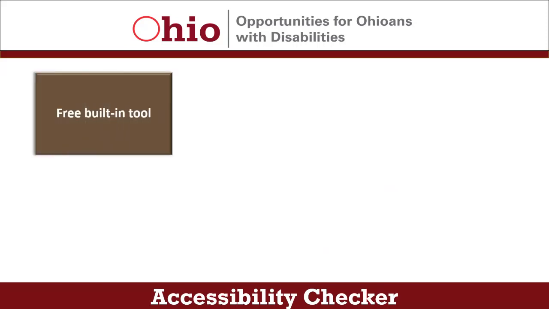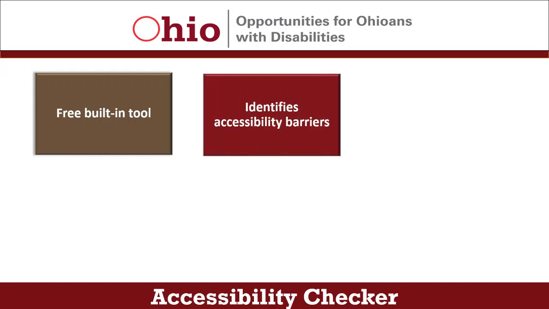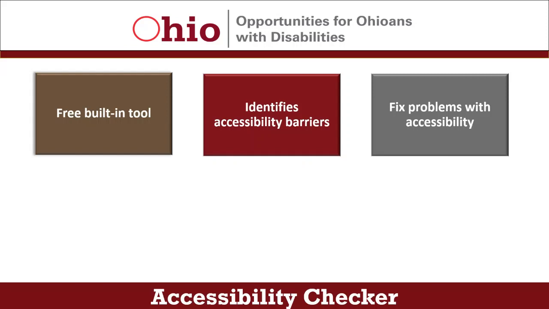Again, this is a free tool that is built into applications that many of us use, like Word, Excel, and PowerPoint. It can be used to identify accessibility barriers in these documents and offers instructional information and suggestions for fixing problems. For example, the accessibility checker will indicate when an image does not include alt text and when color contrast is hard to read.